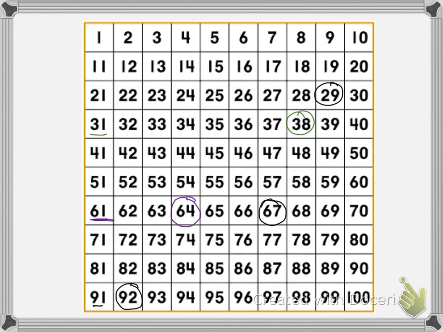Okay. So we'll be using this chart to find numbers that are left, right, and top and bottom of a certain number. So you have to know which way is left and right. So left is going to be on this side of your board. Okay. And right is on the other side.